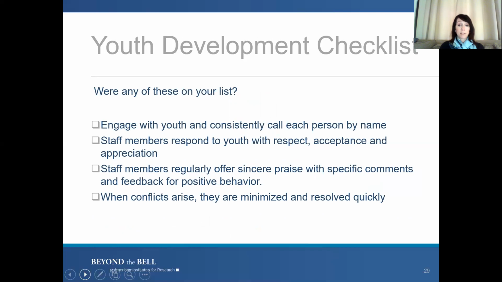engage with youth and consistently call each person by name. Staff members respond to youth with respect, acceptance, and appreciation. Staff members regularly offer sincere praise with specific comments and feedback for positive behavior. And when conflicts arise, they are minimized and resolved quickly. So this is my list.